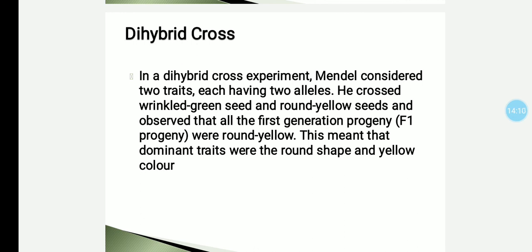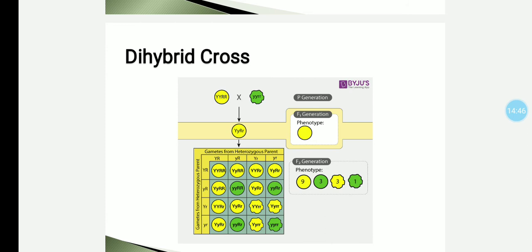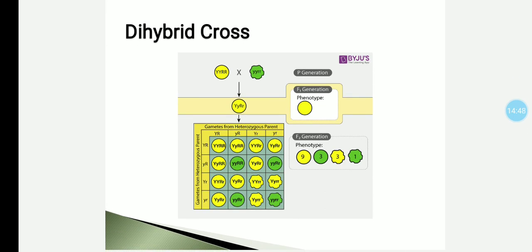In the dihybrid cross experiment, Mendel considered 2 traits, each having 2 alleles. He crossed wrinkled green seed and round yellow seeds, and observed that all the first generation progeny were round yellow, that is similar to the dominant parent. This meant that dominant traits were the round shape and yellow color. This experiment can be shown in diagrammatic representation as follows.